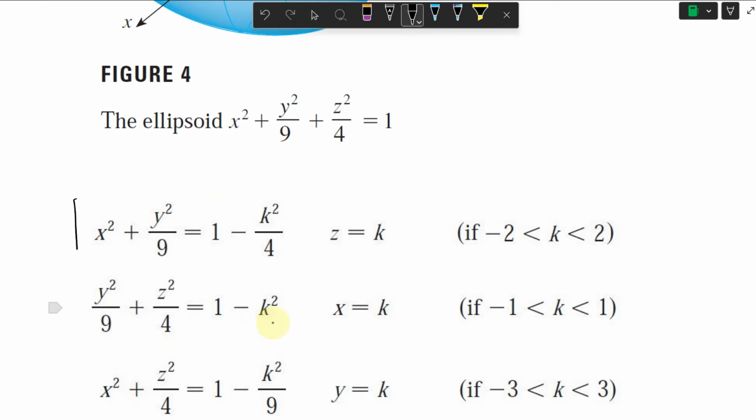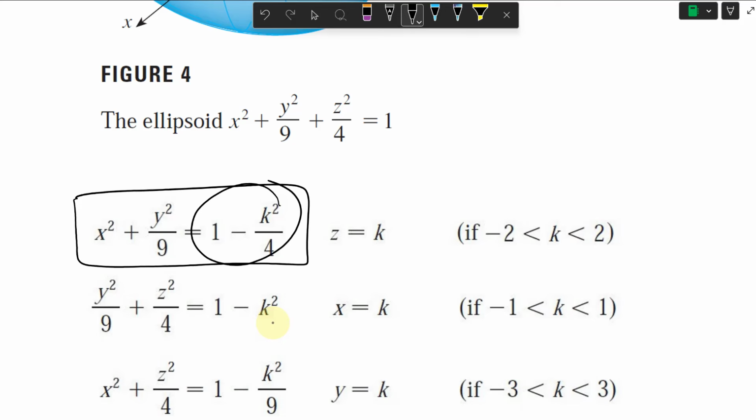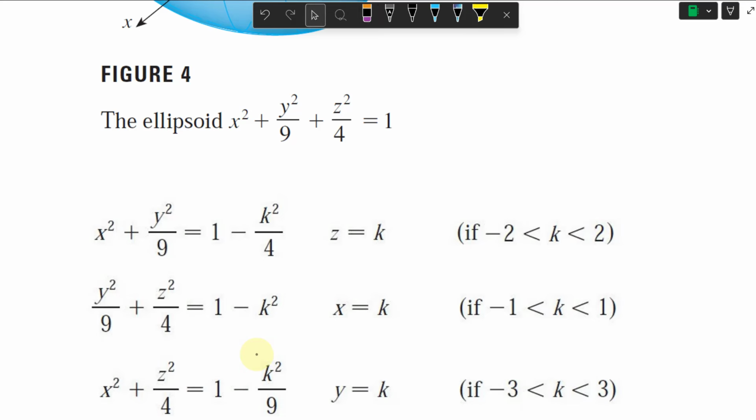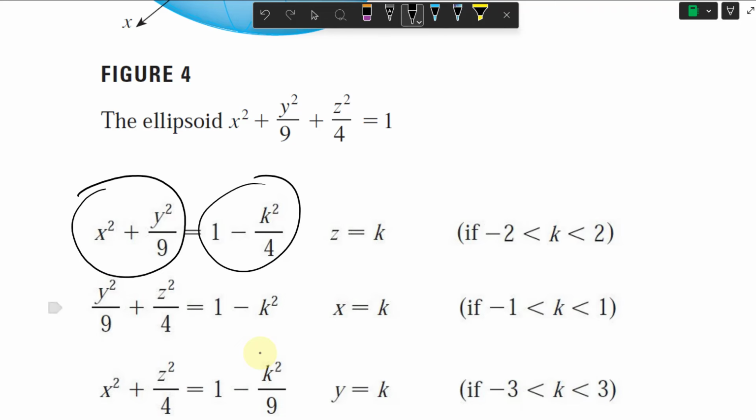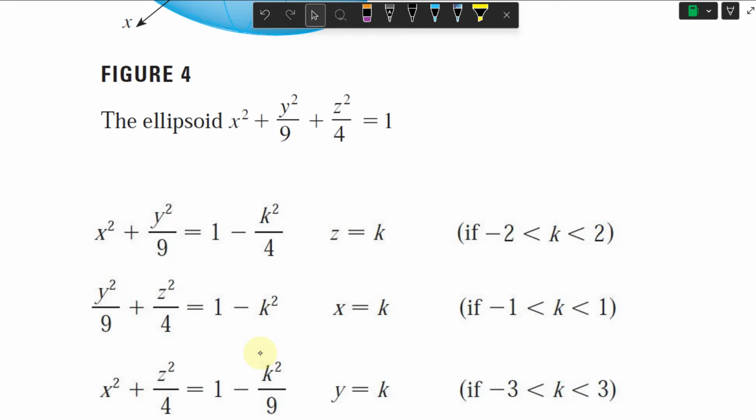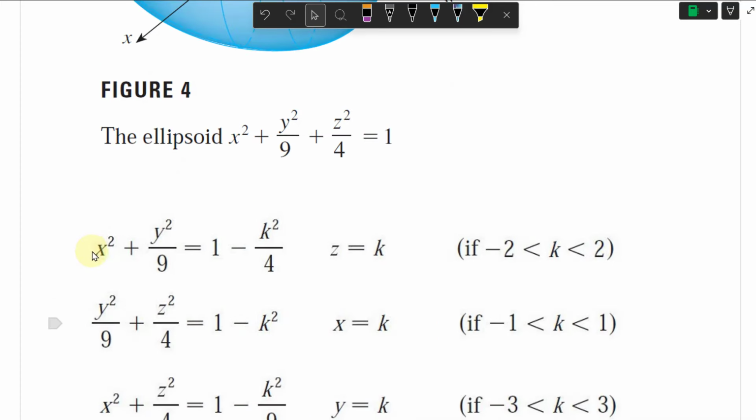And then you're going to get the equation of an ellipse right here, as long as this k squared is less than 4. So the right side is going to be positive, and this will fit an ellipse. Because this one here is going to be positive, you can't have a negative here. So you're not going to have a solution for k whose absolute value is greater than 2, less than negative 2 or greater than 2.